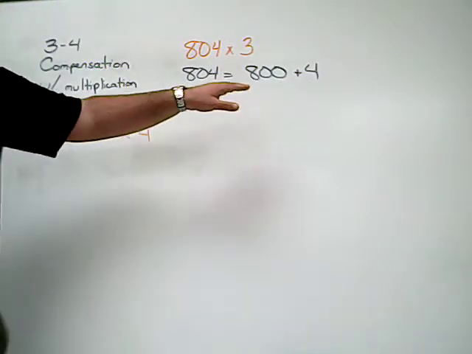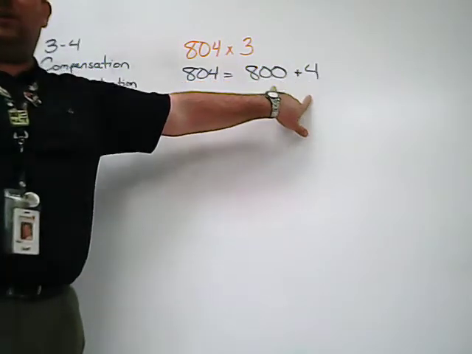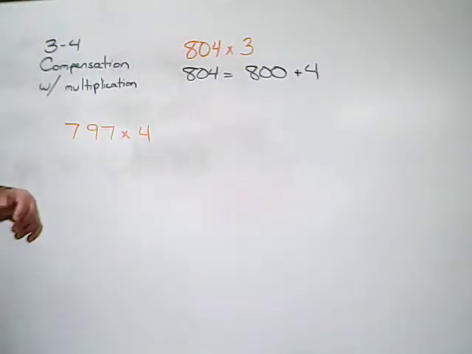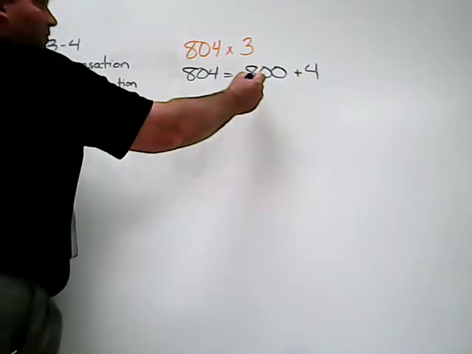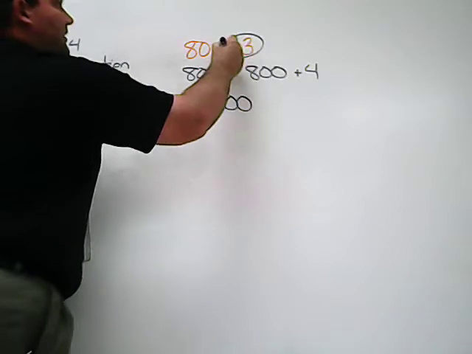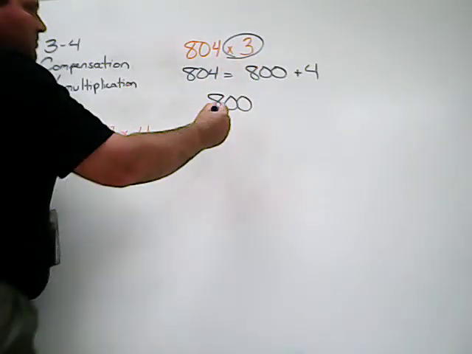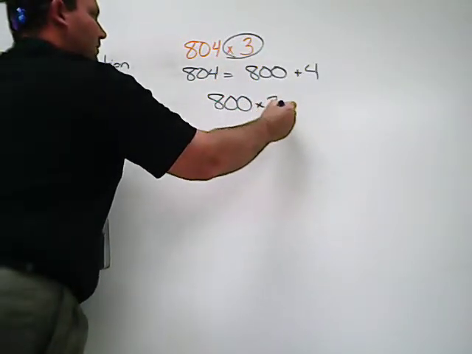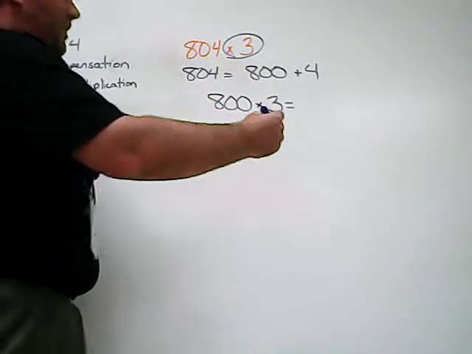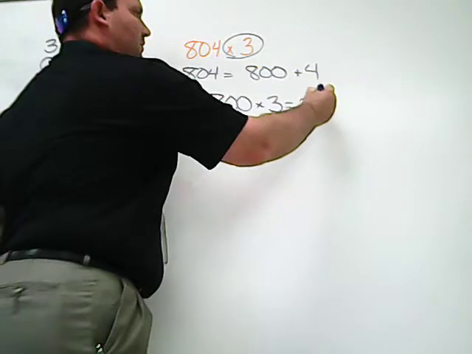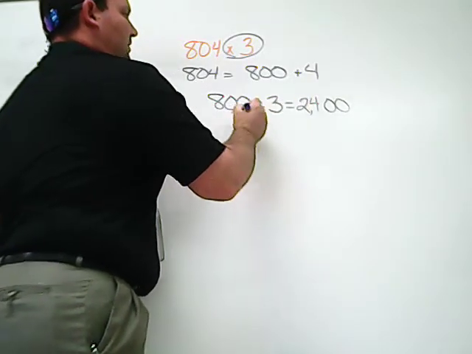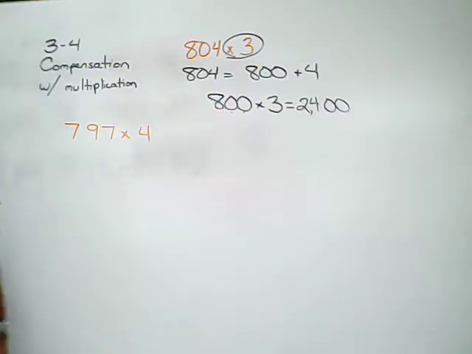Now what I'm going to work with are the two numbers over here, the rounded number and the number that I added onto it. What I'm going to do is do 800, and I'm going to keep this the same right here, times 3. And using the basic fact, 8 times 3, I know that equals 24. And I have 2 zeros at the end, for a total of 2,400.